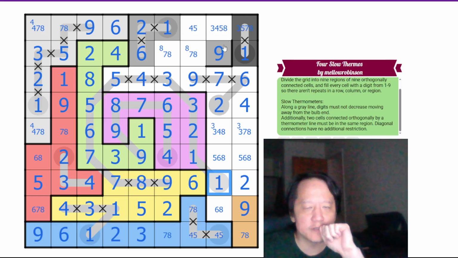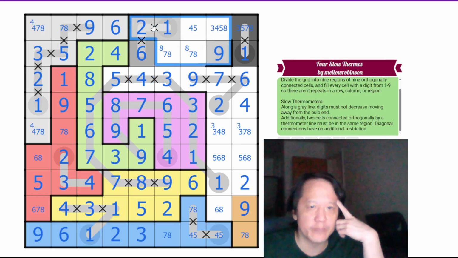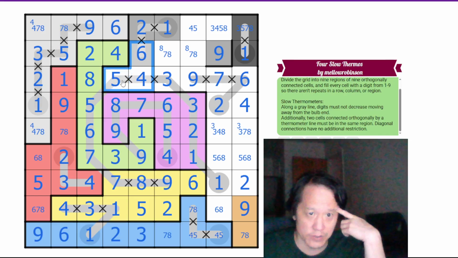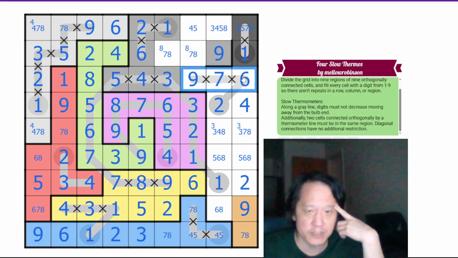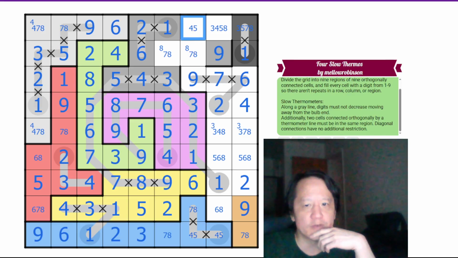Medium cannot be the same region as dark, which means medium cannot be all of these. That's only 8 cells. So it has to be part of this region because it can't be part of this 976 region. Therefore, this is a different region. 4 and 5 are already part of that region, so it can't be there. So this must be part of this region here. So that's done as a region, and we know this is dark. This has to go out this way.